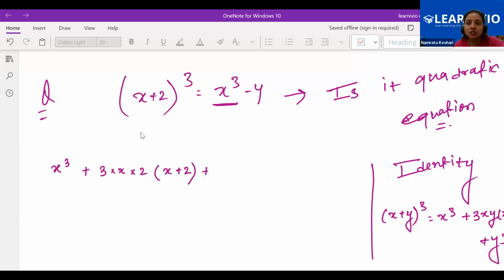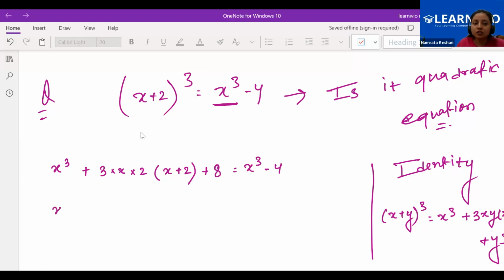Aisha, please match the steps, whether you have also got the same step. Directly I am writing 2 cube over here, that is 8, is equal to x cube minus 4. Is it clear so far to everyone? Yes, ma'am.